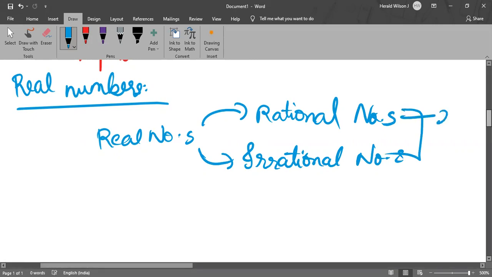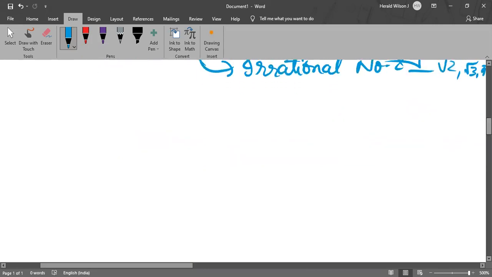So rational numbers are what? Again, 22 by 7, 15 by 4, etc. Irrational numbers: root 2, root 3, pi, and all of that. Okay, so this is what real numbers are. Easy? Easy concept, no? I feel it is very easy.